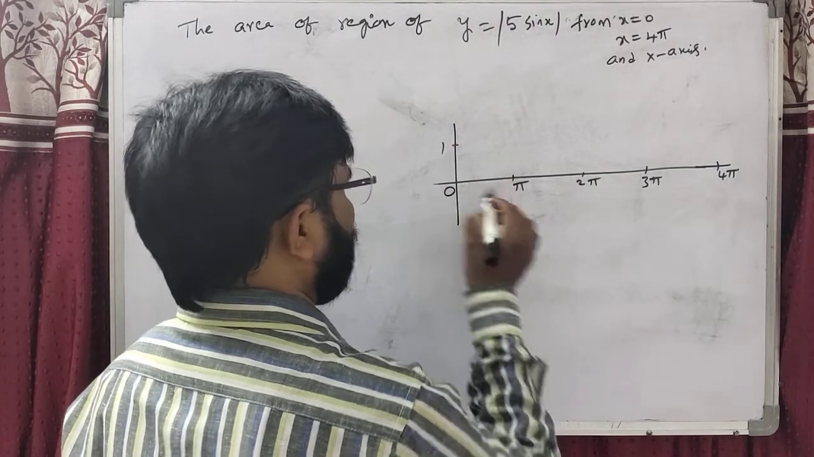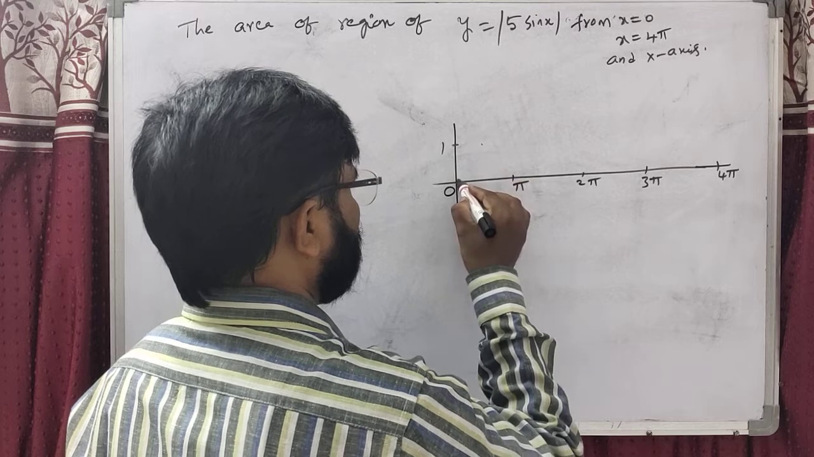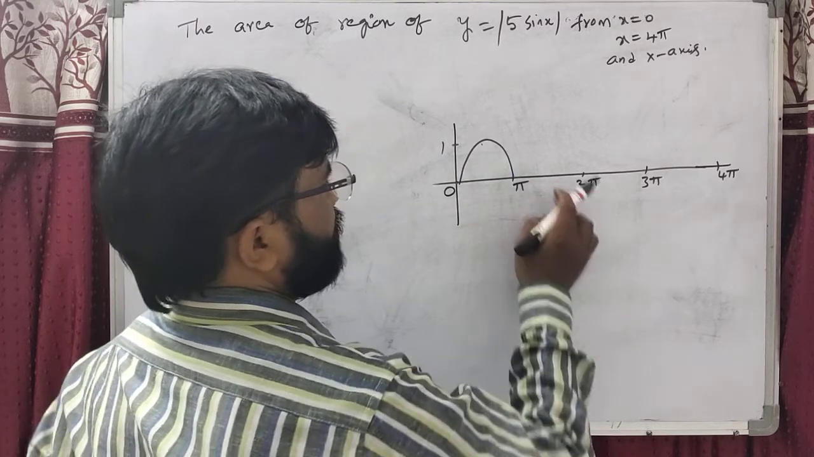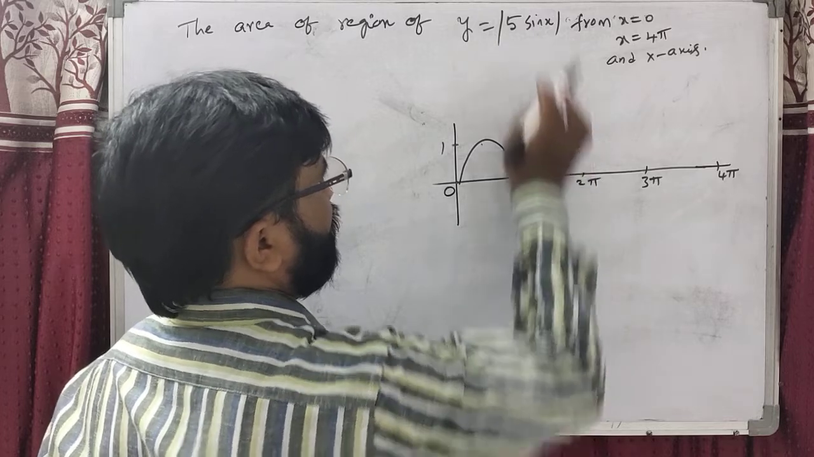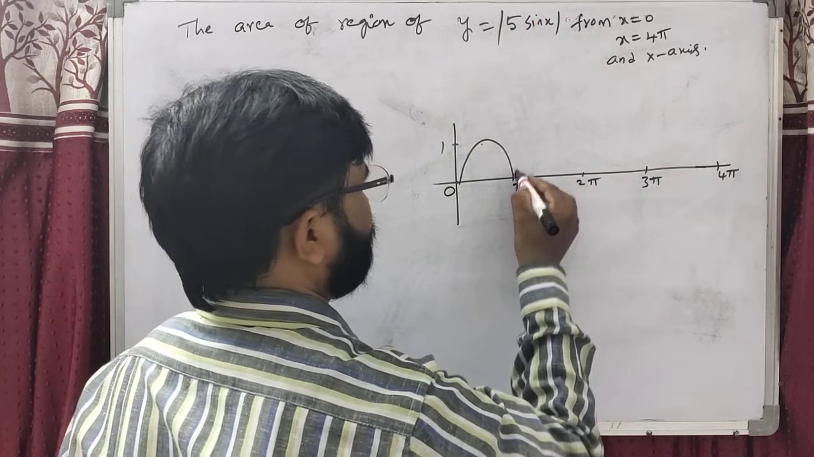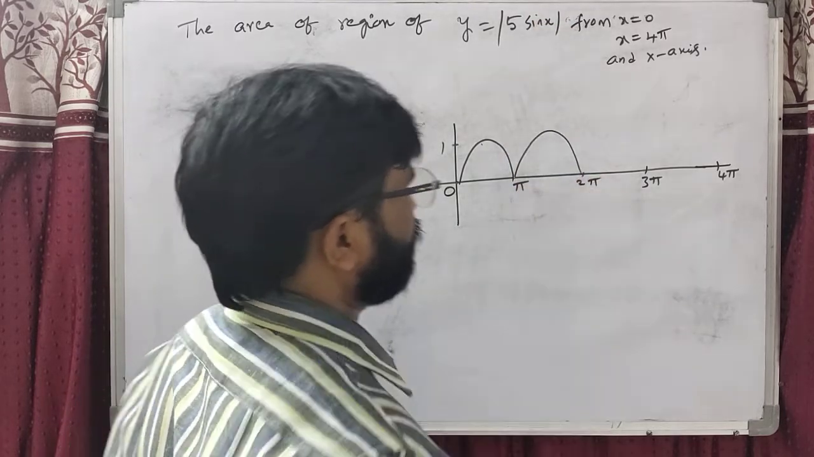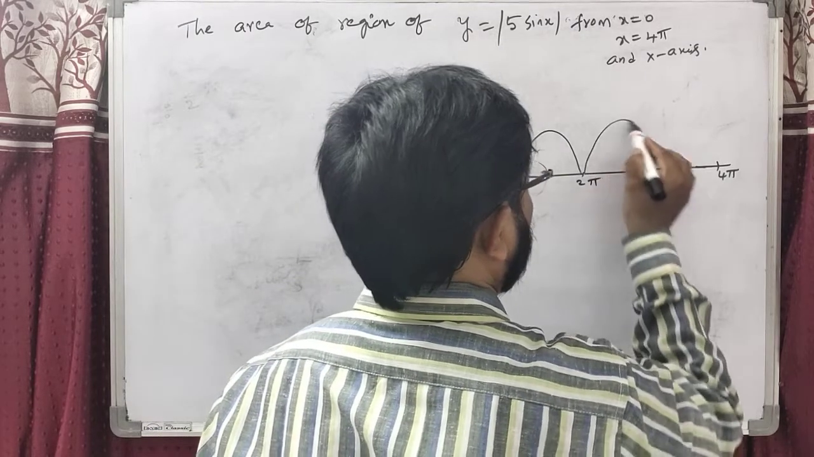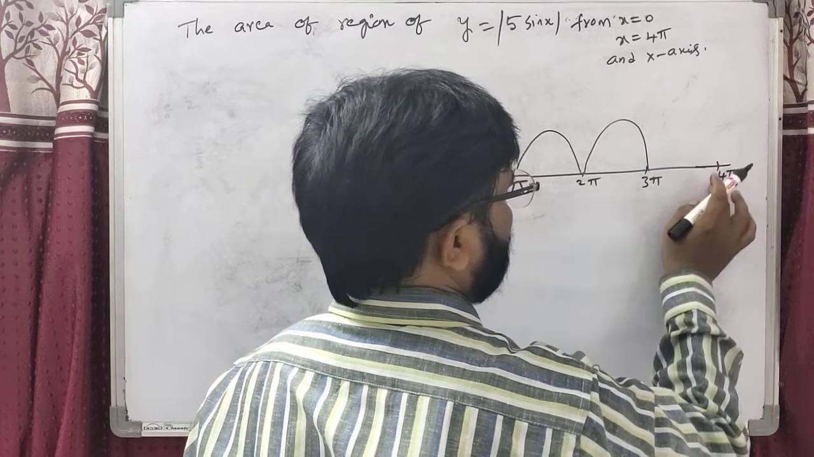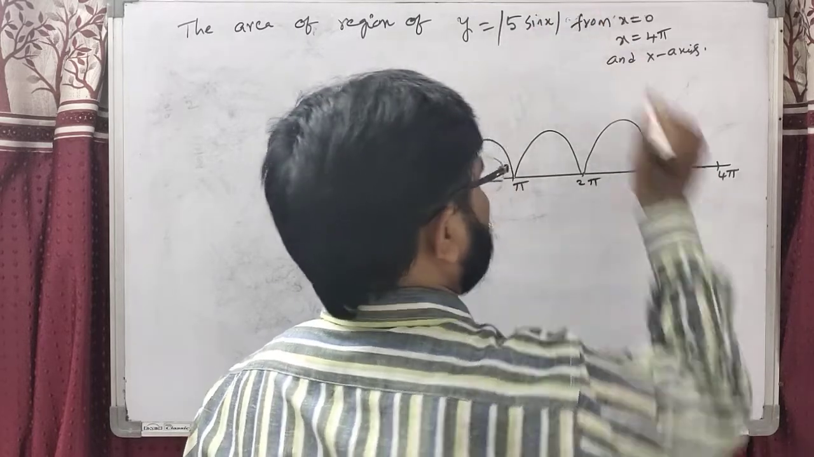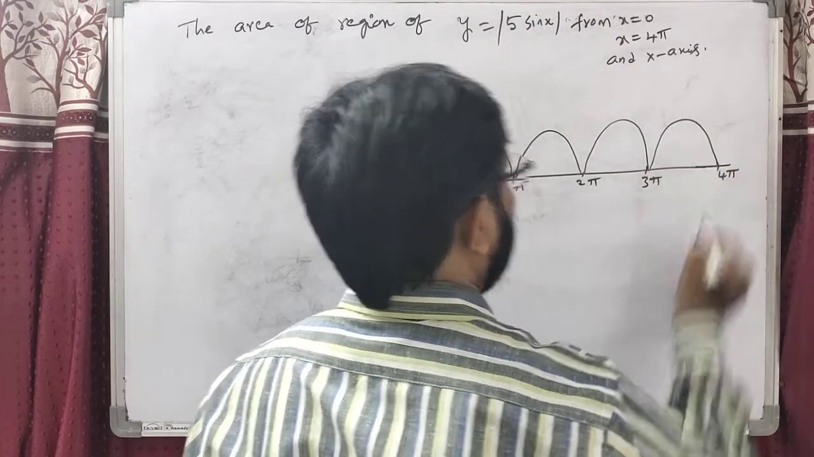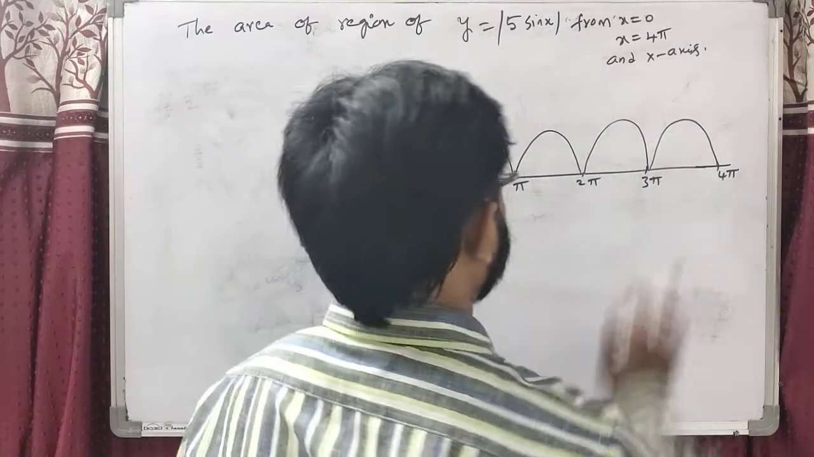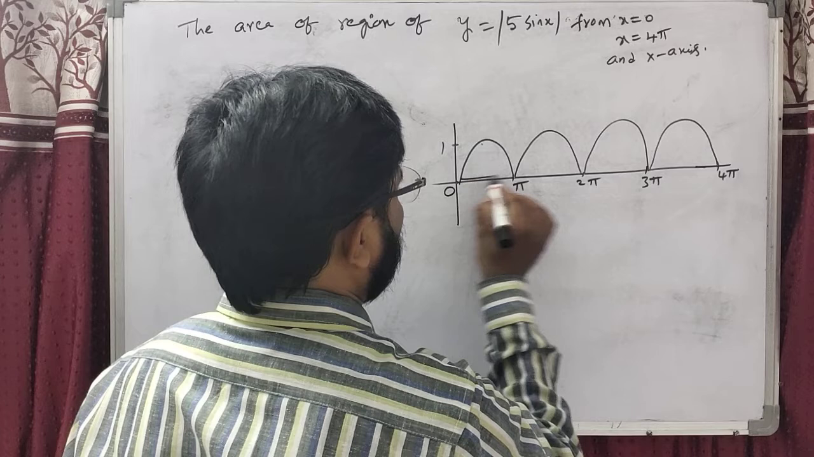Sin 90 value is 1. This is sin pi, which is 0. Dear students, sin of 3 pi by 2 is minus 1, and the mod of minus 1 is plus 1. This is the graph. From 2 pi to 3 pi this is also positive. Again you get a minus, but the mod of minus 1 is plus 1. How many do we get here, students? 1, 2, 3, 4. So first we have to find this region's area.